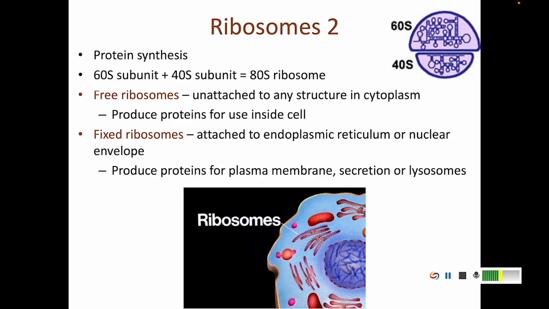And if a ribosome is making proteins that need to be stuck in the plasma membrane, or that need to be secreted from the cell, or need to go to a lysosome, those proteins are going to be made on fixed ribosomes. Fixed ribosomes and free ribosomes are completely identical except for where they're located. So just like you're the same person whether you're at school or at work or at home, the only difference is where you are. Same thing for fixed and free ribosomes. They're in different places, and in different places they do different things, but they're still the exact same thing.